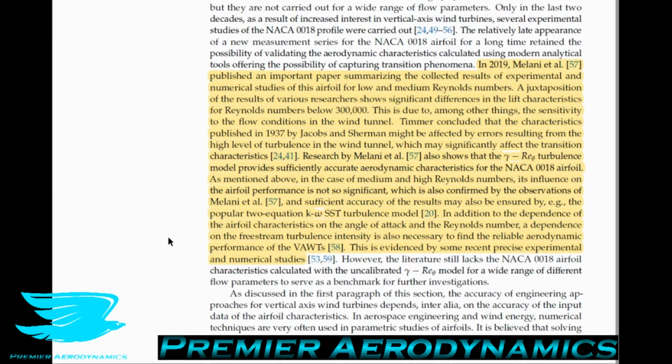In addition to the dependence of the foil characteristics on the angle of attack and Reynolds number, a dependence on the freestream turbulence intensity level is also necessary to define the reliable aerodynamic performance of vertical axis wind turbines. What does this all mean?